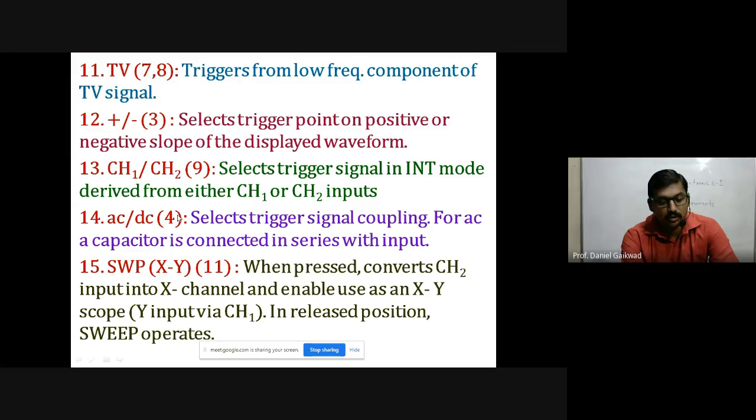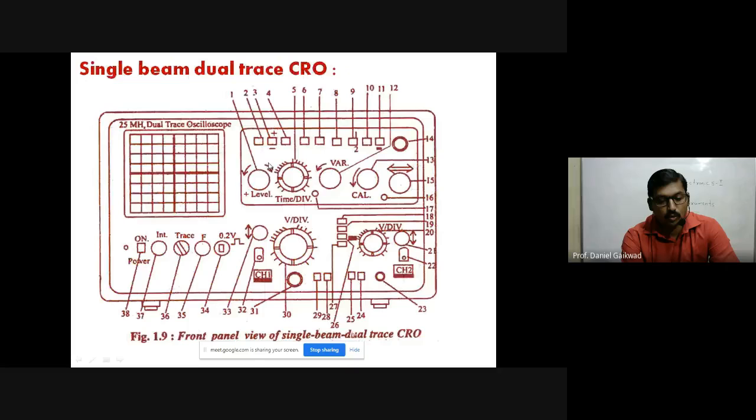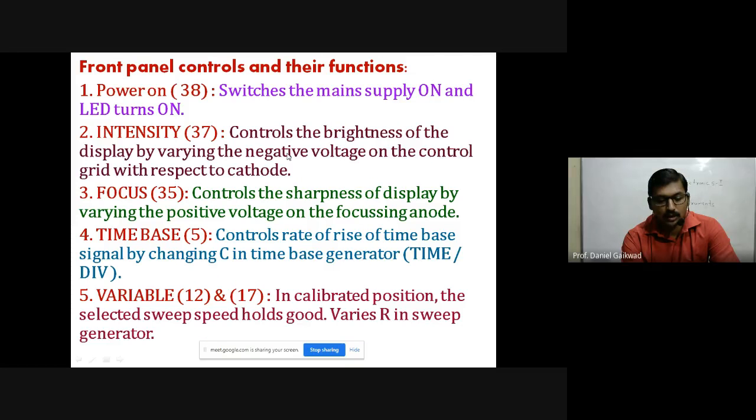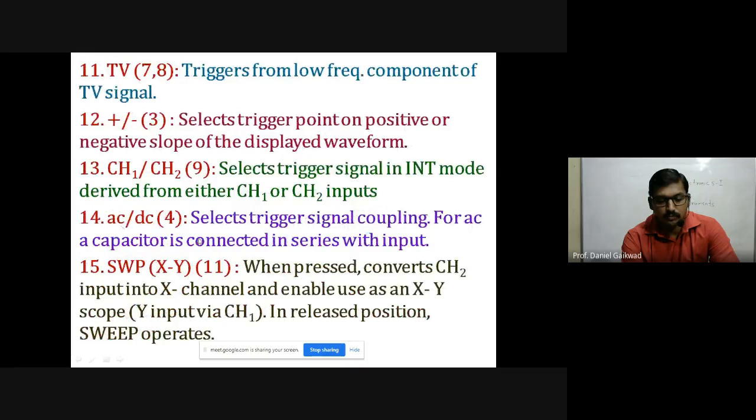Okay, next 14, AC or DC. So AC or DC we have number 4th. This again is a toggle button, so it is either on AC condition or DC. When we press it, suppose it is on AC, and when it is released, then it is on DC. AC or DC, we have that number 4th button here.